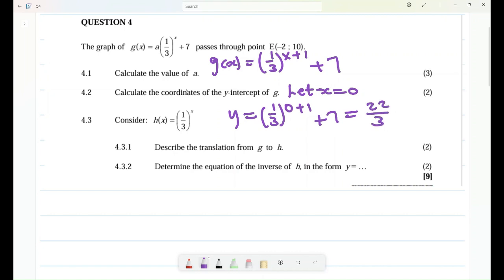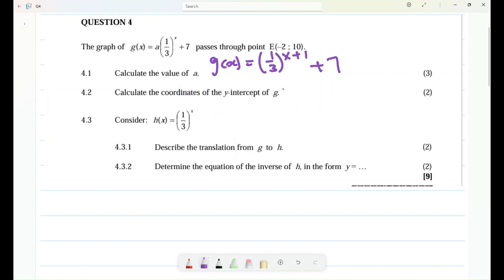But now they want it in terms of coordinates. So it's easy. If x was 0, my y coordinate was 22 divided by 3. All right, yes. For answer only, you can get 2 marks, but both x and y value are needed, right?